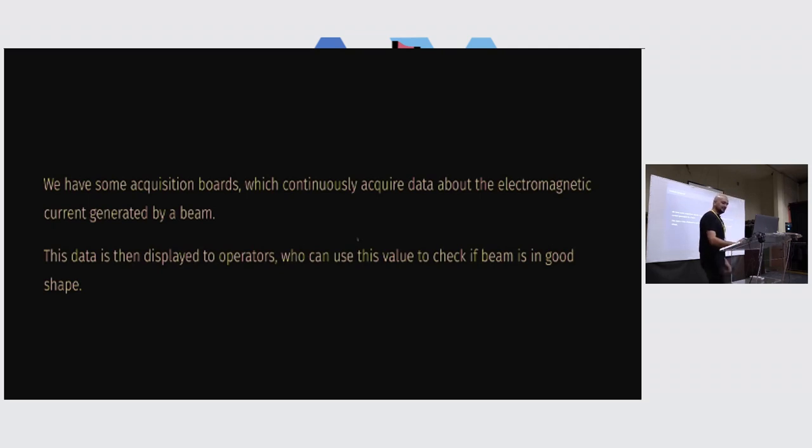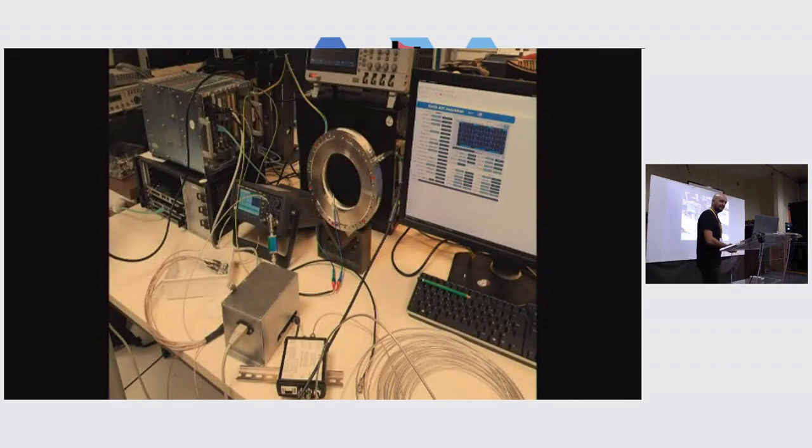And here's the context in terms of the project. We have some acquisition boards, which are going to be acquiring data about the electromagnetic field generated by a beam. This data is going to be displayed on a view shown to an operator to check if the beam is in good shape. And here we have the small setup that we have in our lab.